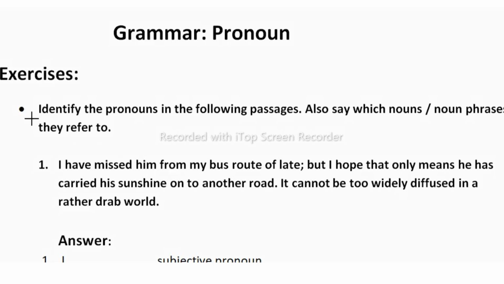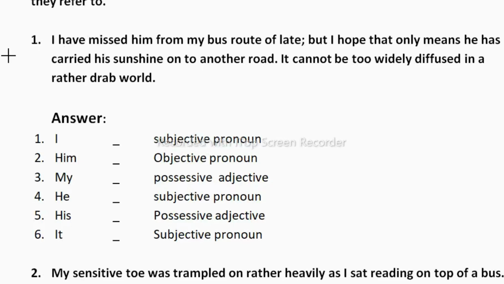So, first exercise is: identify the pronouns in the following passages. Also say which nouns or noun phrases they refer to. Now let's start this one. First exercise: I have missed him from my bus route of late, but I hope that only means he has carried his sunshine onto another road. It cannot be too widely diffused in a rather drab world. So now we have to underline, we have to identify where the pronouns are in the given passage.